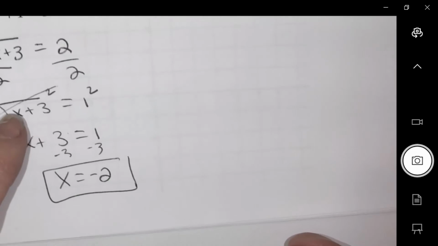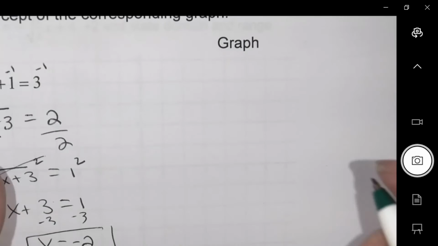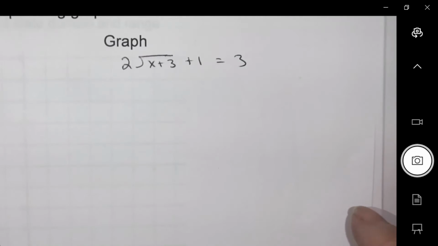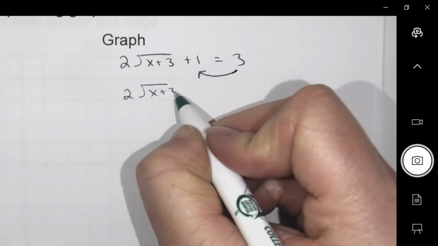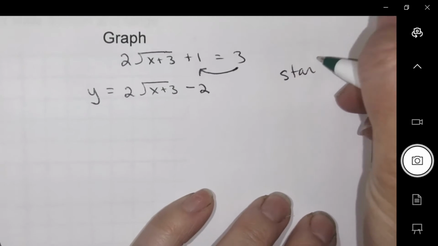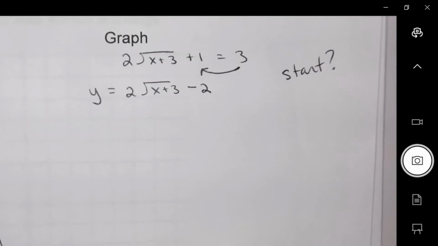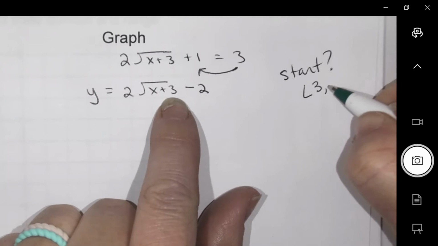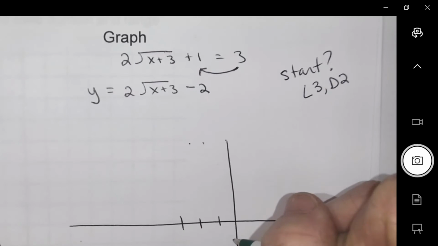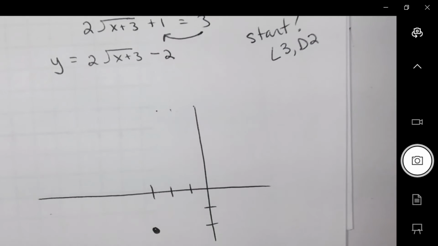Okay, now I'm going to graph. So when I graph, it all has to be on one side. So I can't graph that. So I'm going to move that. When you graph, it would have to be an equation with everything on one side. Okay, so where should I start? Look at the C and the D. I'm going to start left 3, down 2.